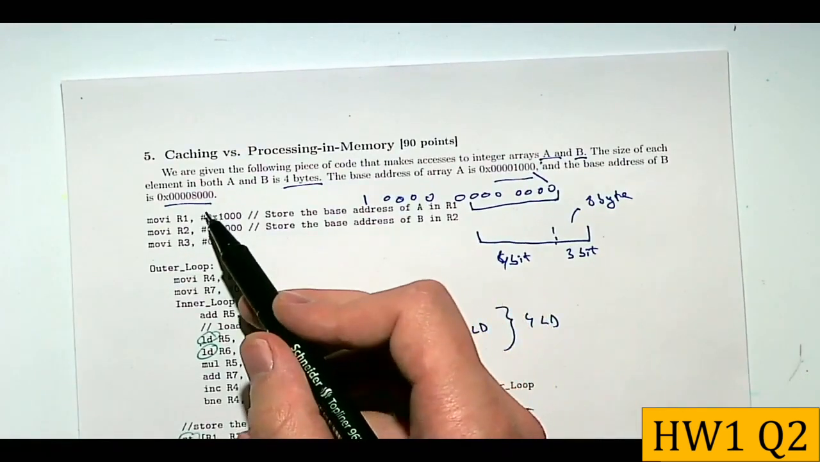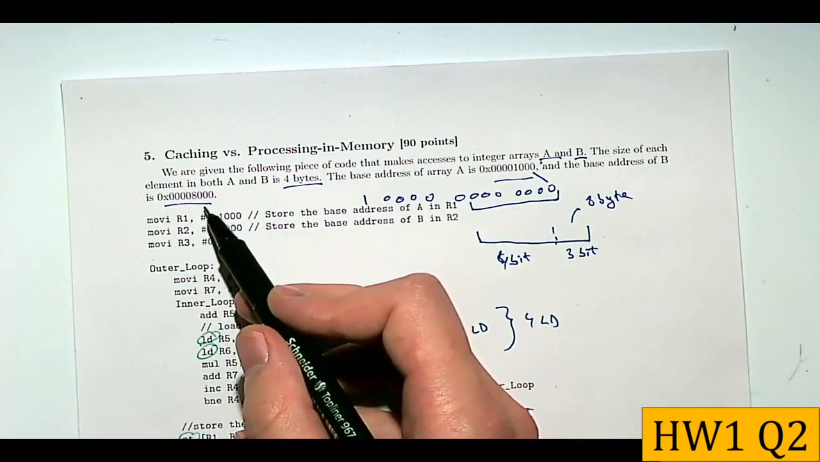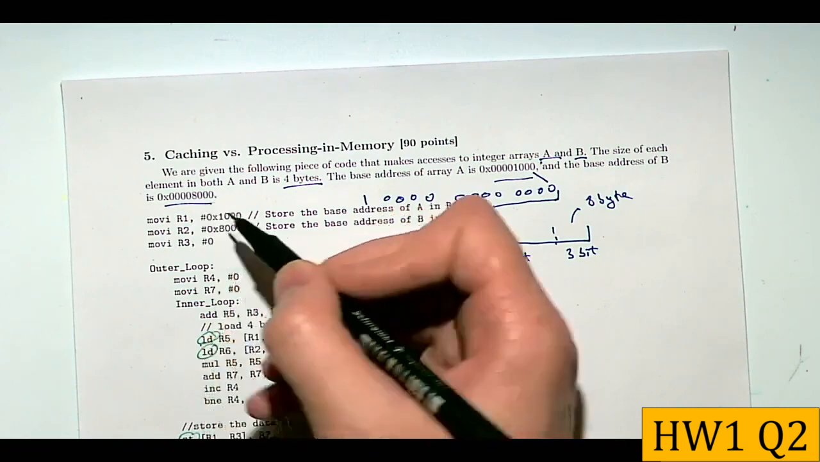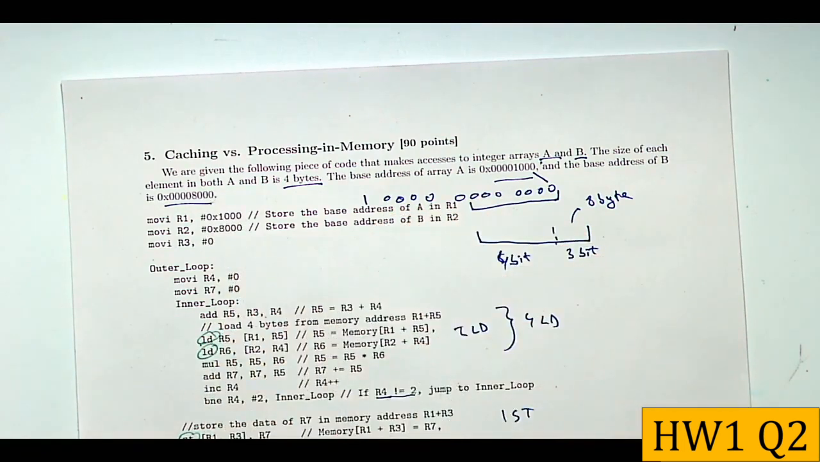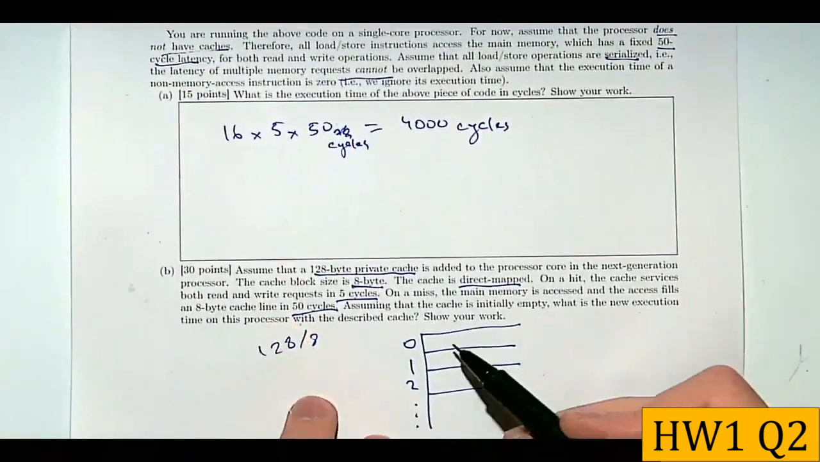And so it's the same for B, for the base address B. Again, here we have 12 zeros, right? So this basically tells us that the first elements of A and B will conflict on the first cache line, on the first entry over here.